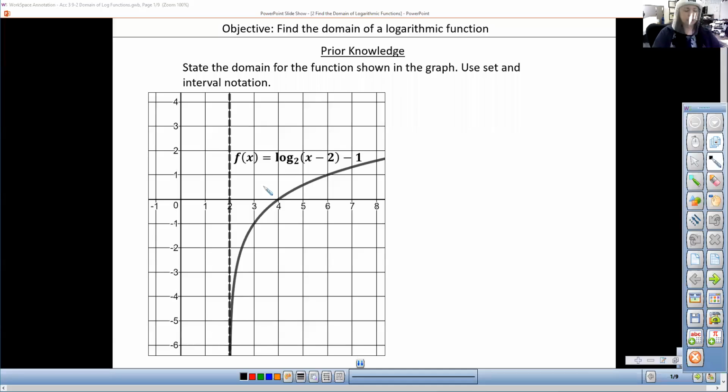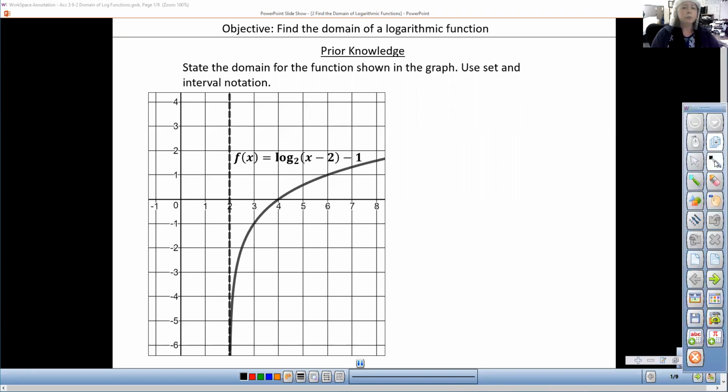All right, so in this lesson, welcome, we are going to look at how to use our algebra skills to find the domain of a logarithmic function. Here we see a graph, and this graph happens to be of a logarithmic function. And like other problems where we have used the graph of a function to find the domain, we can do that for a logarithmic function here as well.